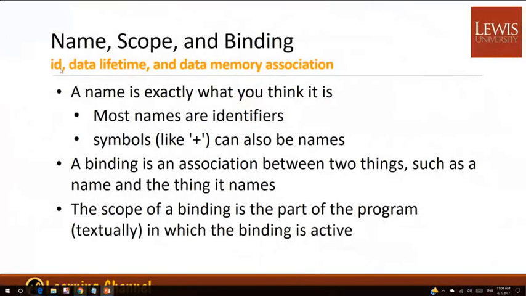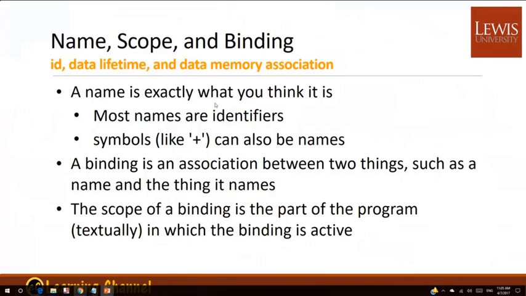A name is used for a variable, a constant, and sometimes operators, or sometimes keywords. So it's for an ID. And binding is the association between the data memory and the variable or ID. This is the relationship between the name and the memory, and scope is the lifetime of the binding.